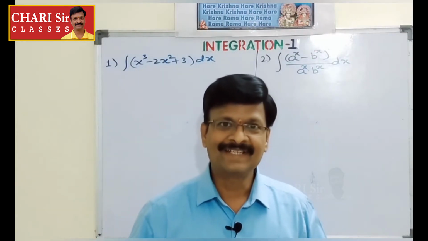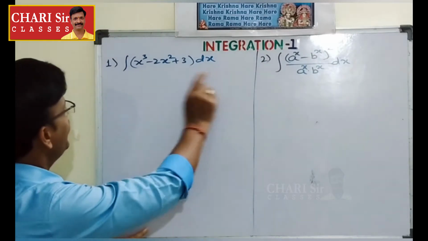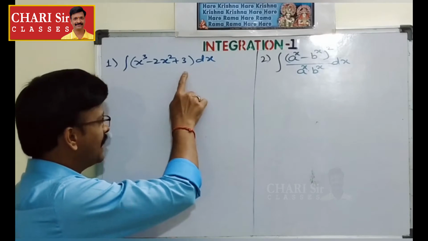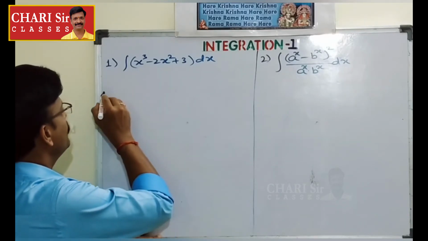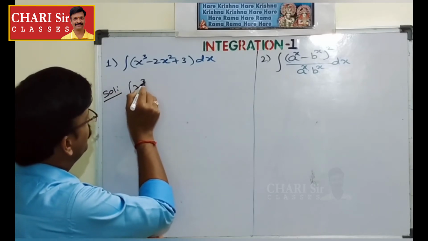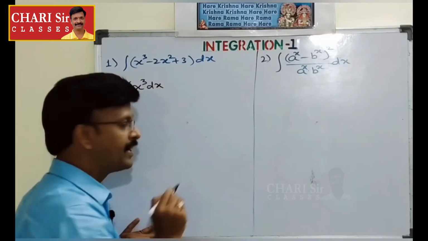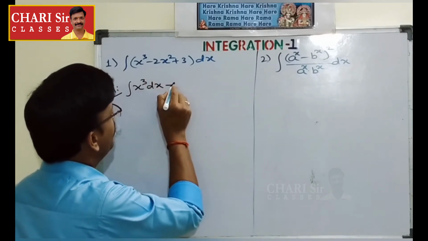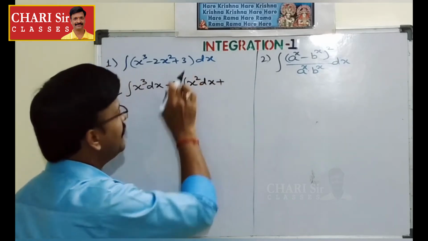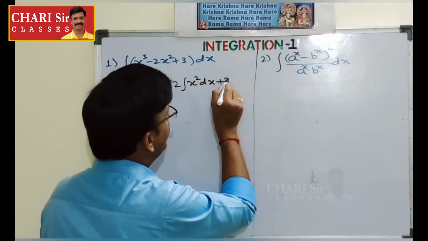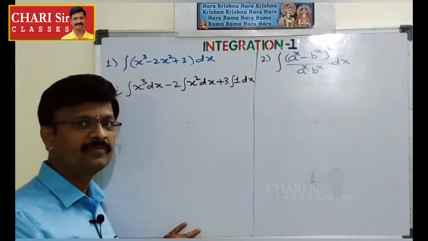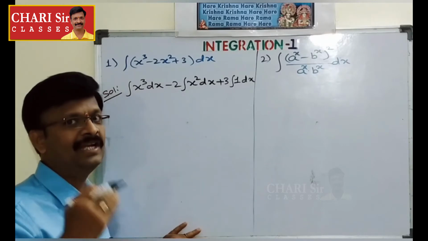Now we solve some questions. Here one question is given: integration of x cube minus 2x square plus 3 dx. So here 3 terms are there. We need to write these 3 terms individually. In the solution part, we write integration of x cube dx, first term, and minus 2 integration of x square dx, and plus 3 integration of 1 dx. Minus 2 and the constant 3 you can write outside. Like this, suppose 3 terms or 4 terms are there, for every term we take individual integration.